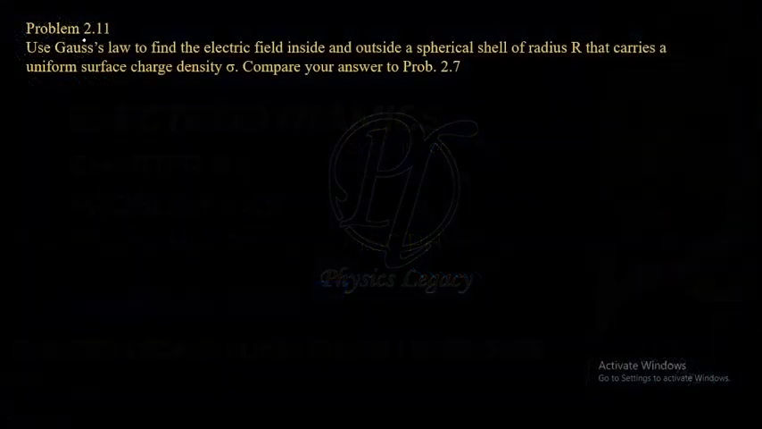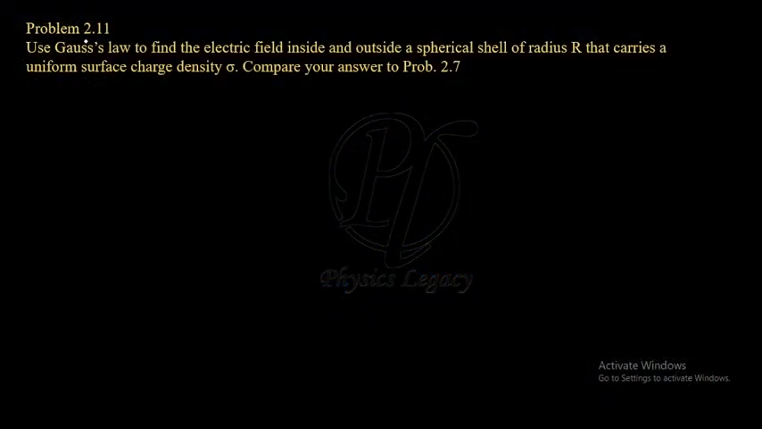Introduction to Electrodynamics by David J. Griffiths, problem number 2.11. In this problem, we have to find the E field inside and outside a spherical shell that has a radius R. And this spherical shell carries a uniform surface charge density called sigma. And then after calculation, we have to compare our results with problem number 2.7.